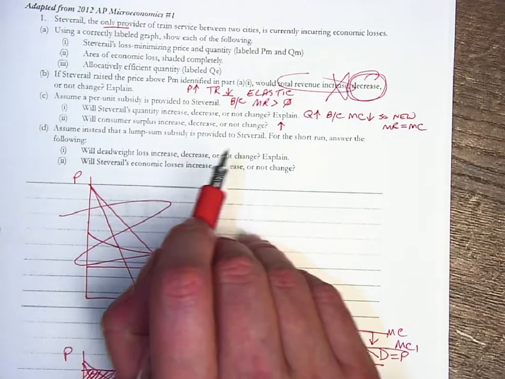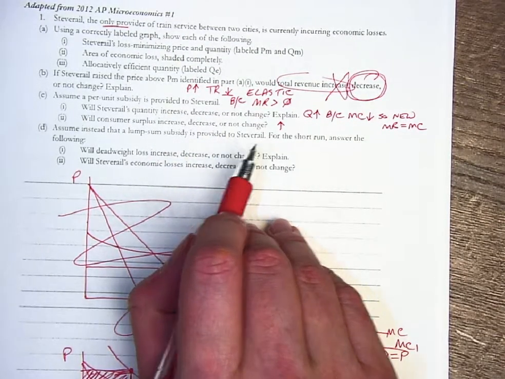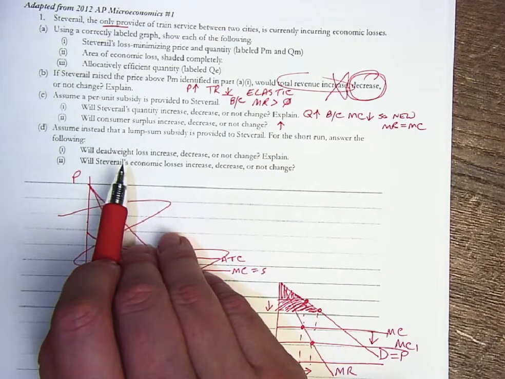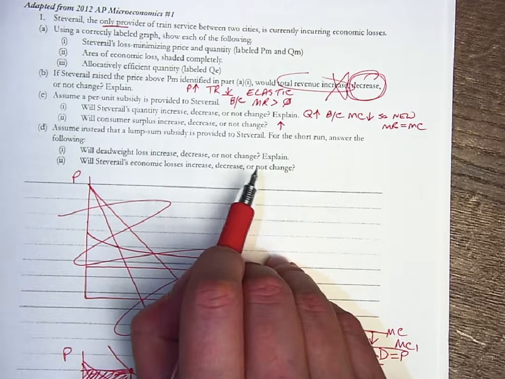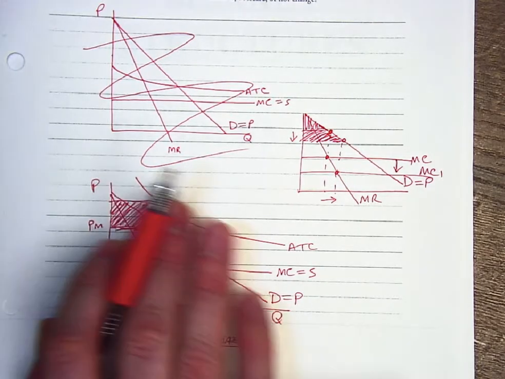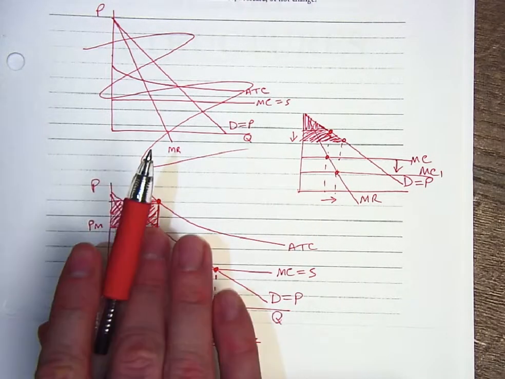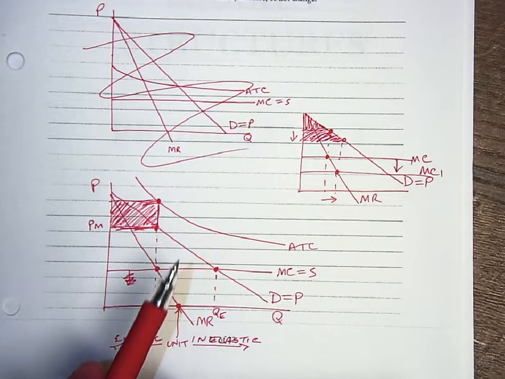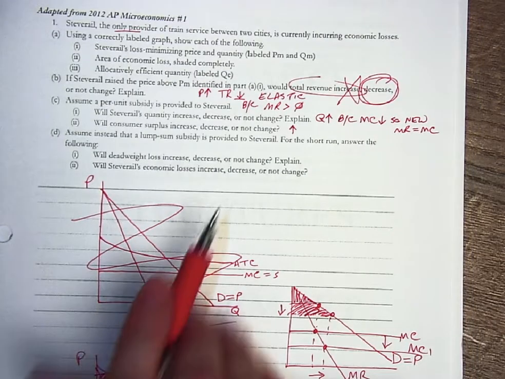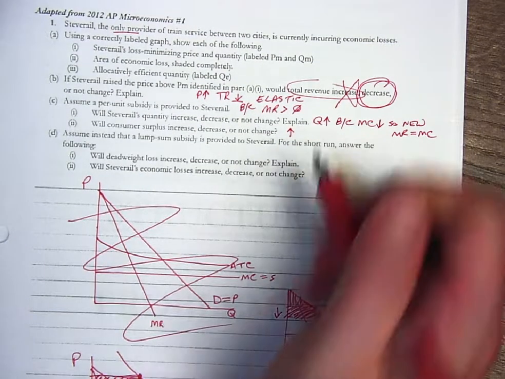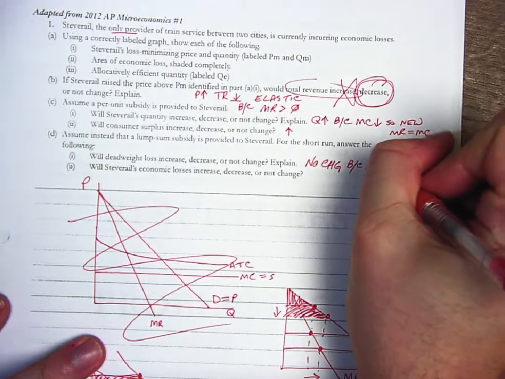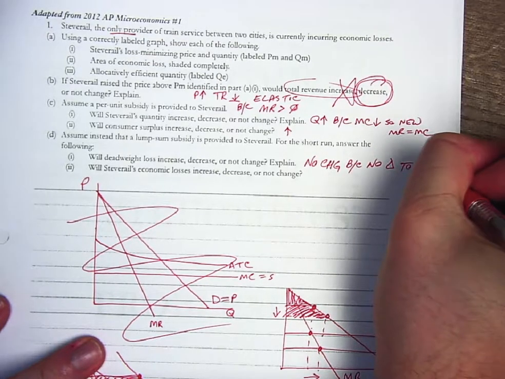Now assume instead that a lump sum subsidy is provided to Steve Rail. For the short run, answer the following. Will deadweight loss increase, decrease, or not change? Explain. Will Steve Rail's economic losses increase, decrease, or not change? So if they give a lump sum subsidy, that's not going to change any of these curves. It's not going to move any of the curves because it doesn't change on a per unit basis. So in the short run, this picture will still predominate. You're not going to change the quantity, so there shouldn't be any change to deadweight loss. So no change because no change to the quantity.